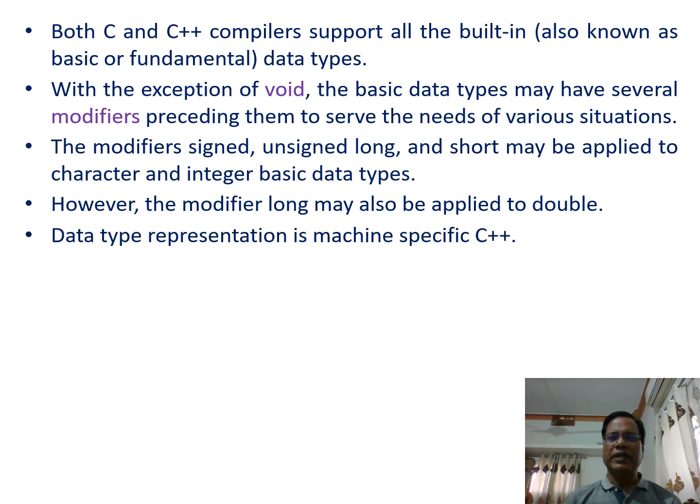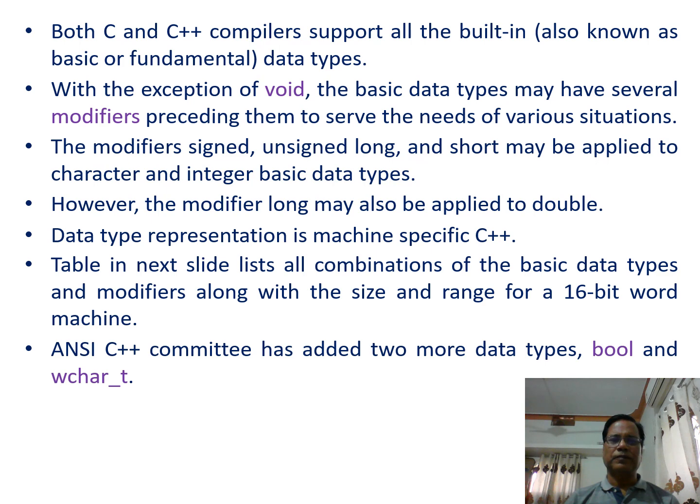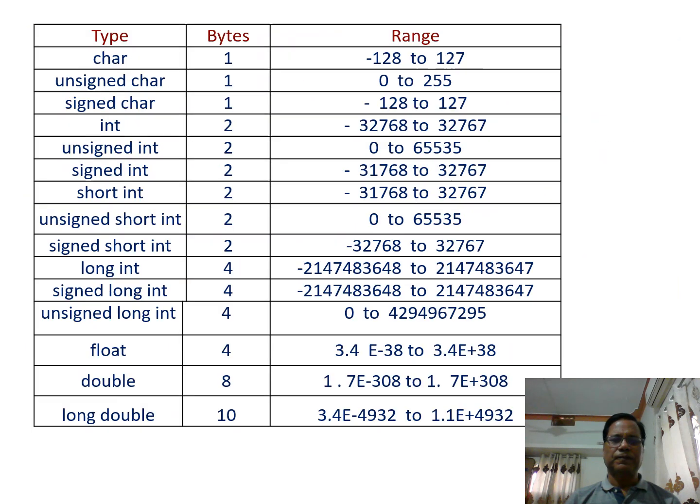Data type representation is machine specific in C++. The table in the next slide lists all combinations of basic data types and modifiers along with the size and range for a 16-bit word machine. The ANSI C++ committee has added two more data types, bool and wchar_t. The type void was introduced in ANSI C.